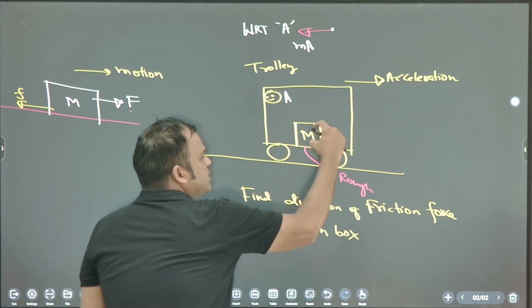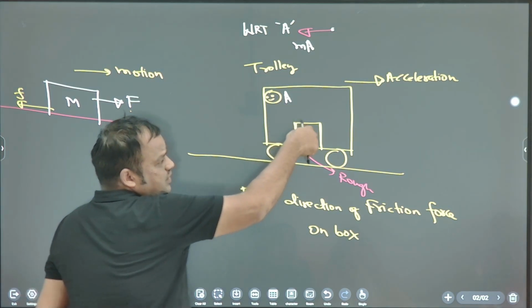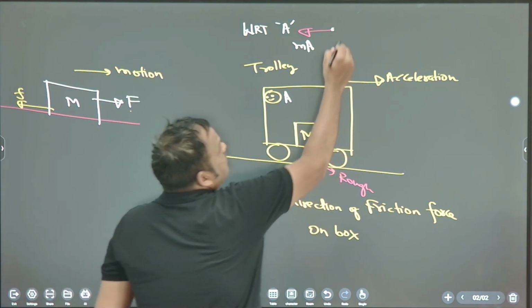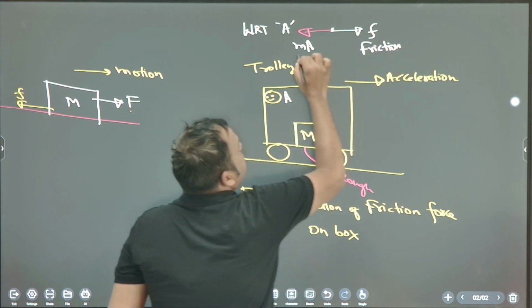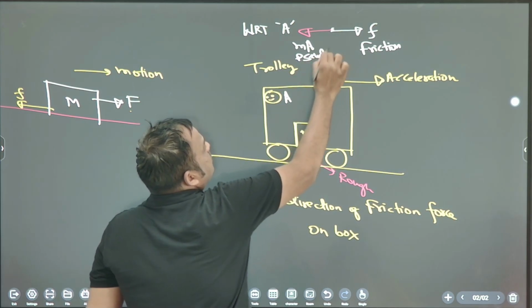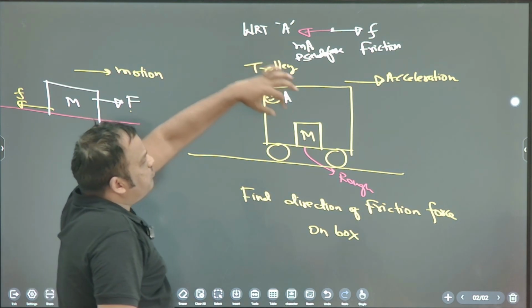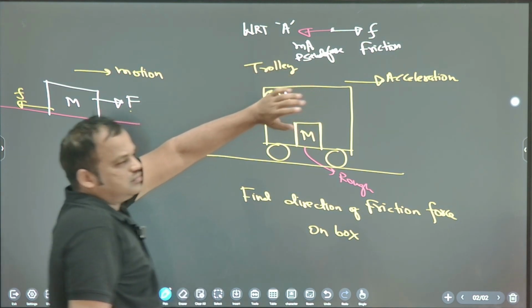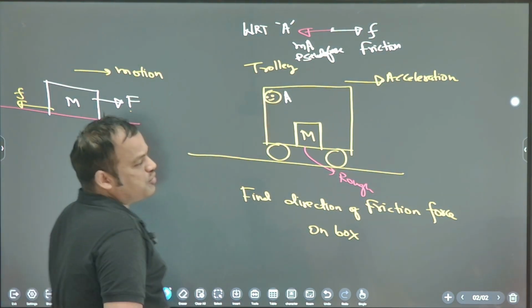So this box will slide to the left side, but it is not sliding. So friction is acting where? Right side. So friction is acting to the right. Understood? So according to A, the box is not moving, correct? According to A. Suppose you are in a train.